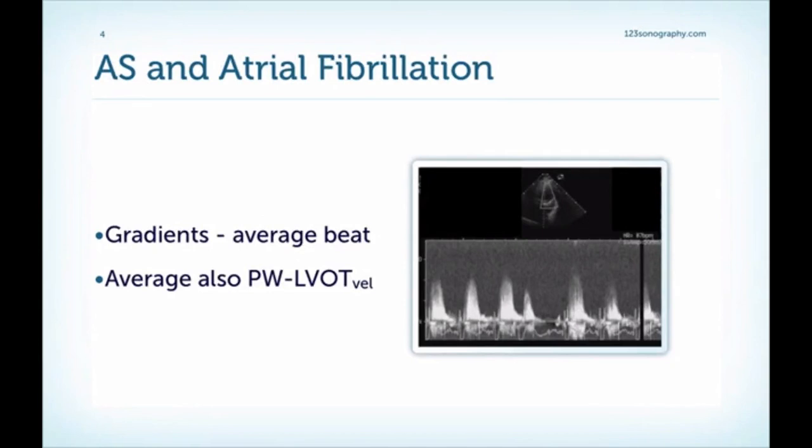If we have aortic stenosis and atrial fibrillation, it's very important to take either an average beat or to take 10 to 15 beats and calculate an average of these beats of the AV velocities. Of course, we also have to remember to take an average beat of the LVOT velocity, or again take 10 to 15 beats and calculate the mean of these beats in the velocity.